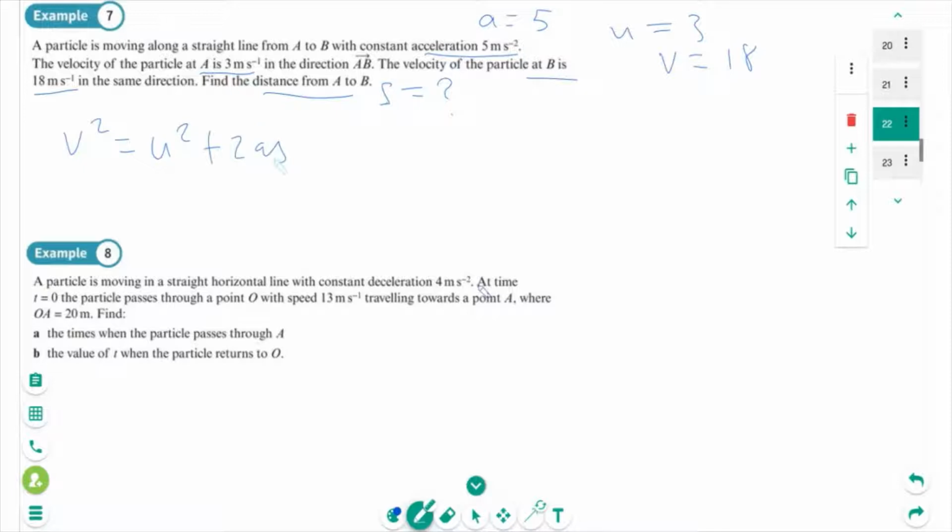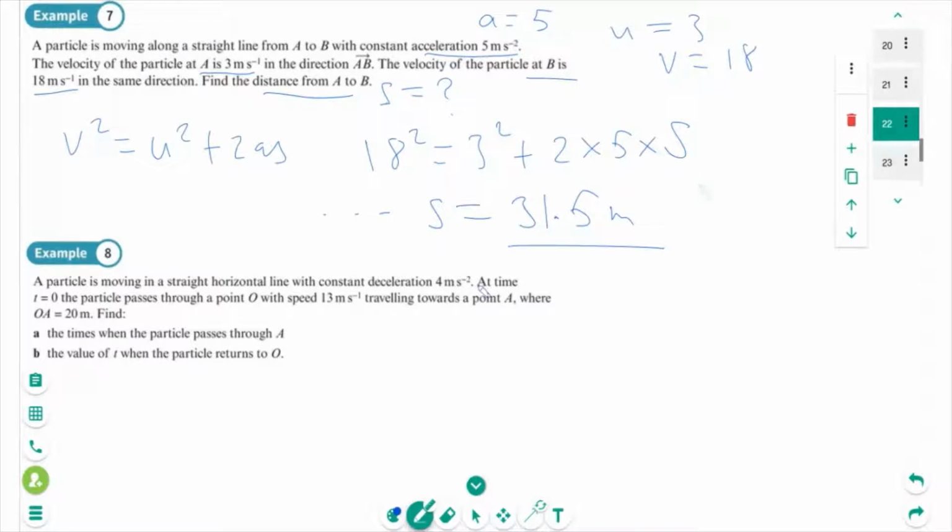Okay, so you plug in the numbers. v is 18, so 18 squared equals 3 squared plus 2 times a times s. Then you just solve that equation to find s. That will give you the distance from A to B, so s is the displacement from A to B. So s equals 31.5. You just solve it. Okay, next one.